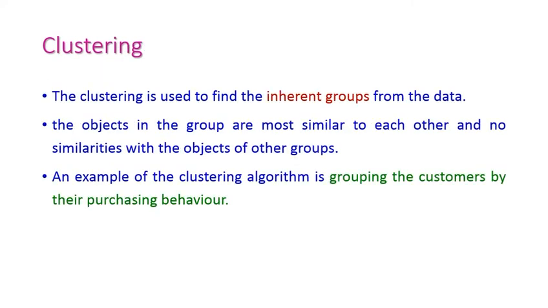The first type of unsupervised machine learning is clustering. Clustering is used to find the inherent groups from the given data. That means the data will be divided into different groups, and the objects inside a group are highly related to each other, while the objects of different groups have no relationship, or the difference is very high.